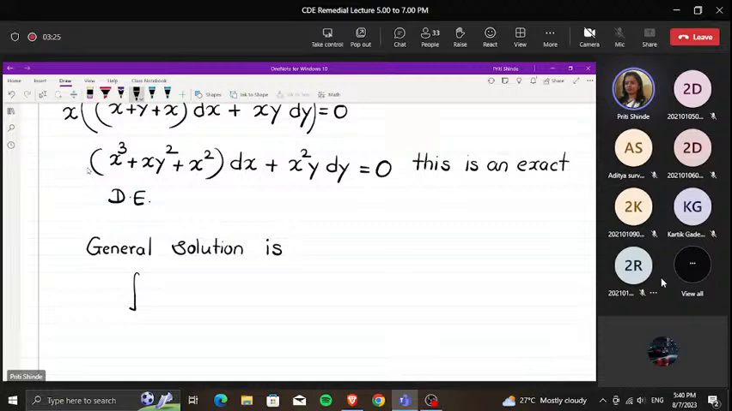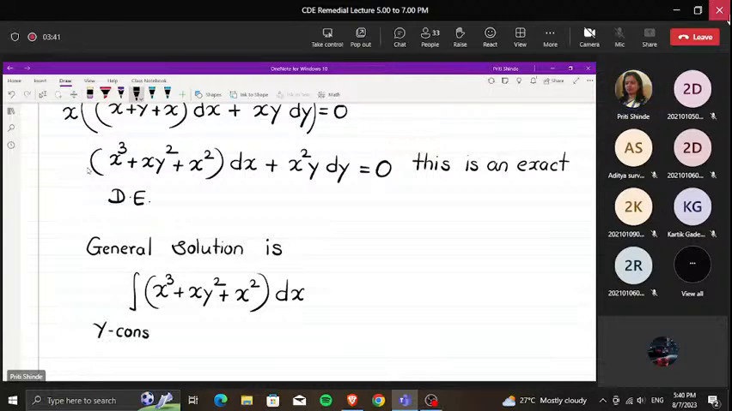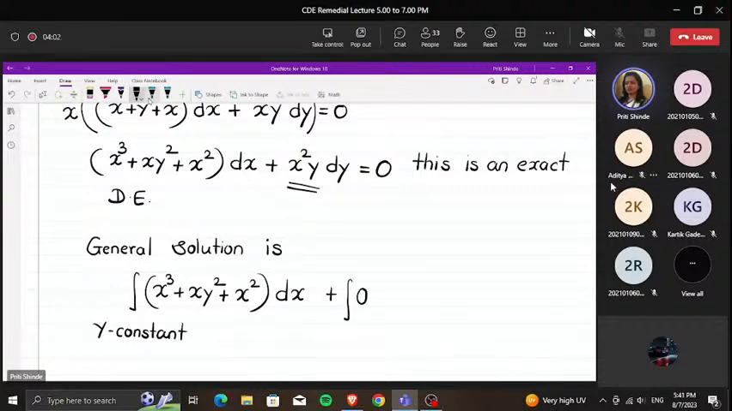Write down your first function as it is, that is x cube plus xy square plus x square. Integrate this function with respect to x, treating y constant, plus. Now from the second term, select only those terms which are free from x. Here your second term contains x square into y. There is only one term and this term contains x. So the required term is 0 only, 0 dy.